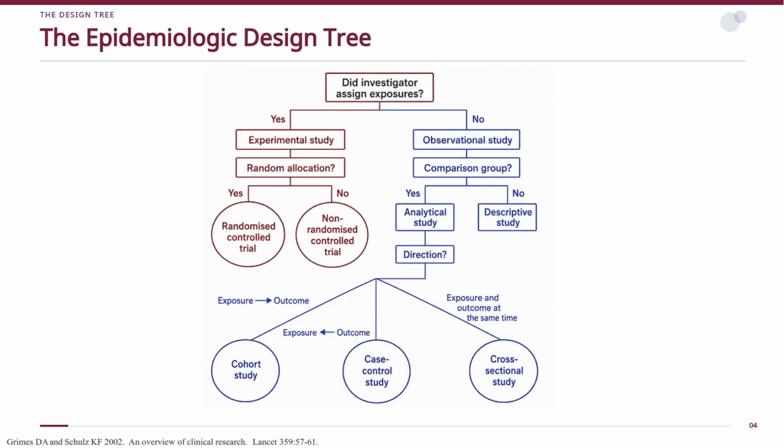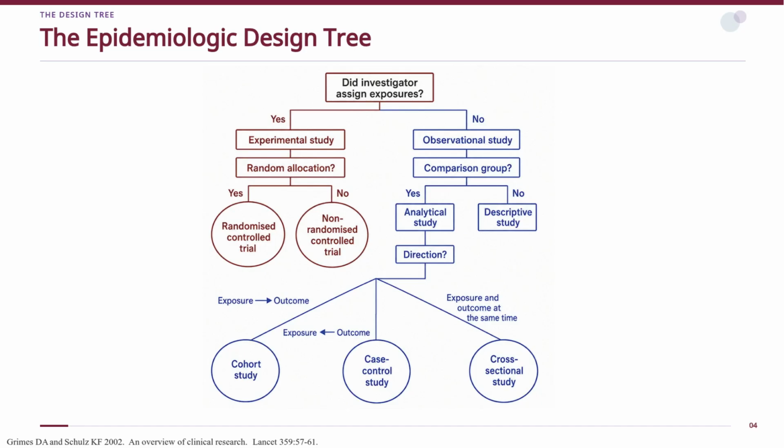To categorize an analytic study, the first question is, did the investigator assign the exposure? If yes, the study is an experimental study. We then ask whether the exposure or intervention was assigned using random allocation. If participants were randomly allocated, it is a randomized controlled trial. If allocation was not random, it is a non-randomized controlled trial.